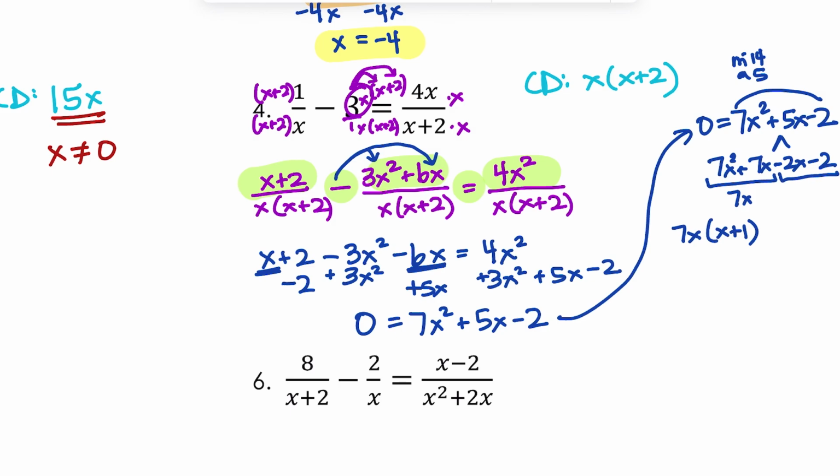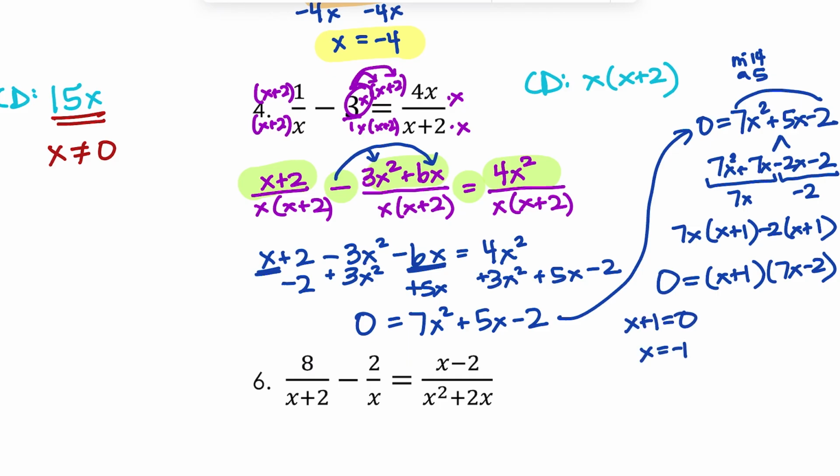And then these ones both have a negative 2. So if I factor out a negative 2, I have x plus 1. So totally factoring here, I'm going to have x plus 1 and also the 7x minus 2. And I want to set each piece equal to 0. So if I have x plus 1 equal to 0, then x equals negative 1. And if I have 7x minus 2 equals 0, so 7x equals positive 2, so x is 2/7.